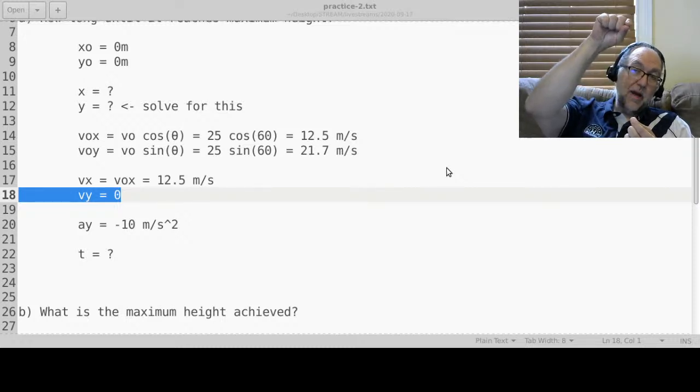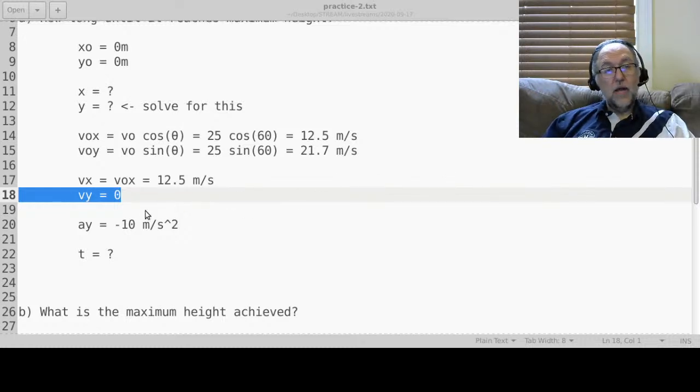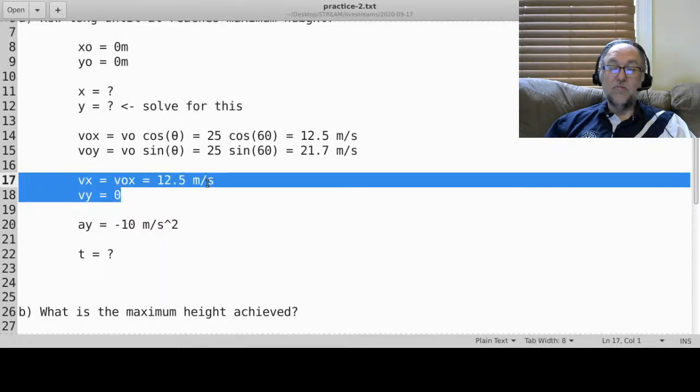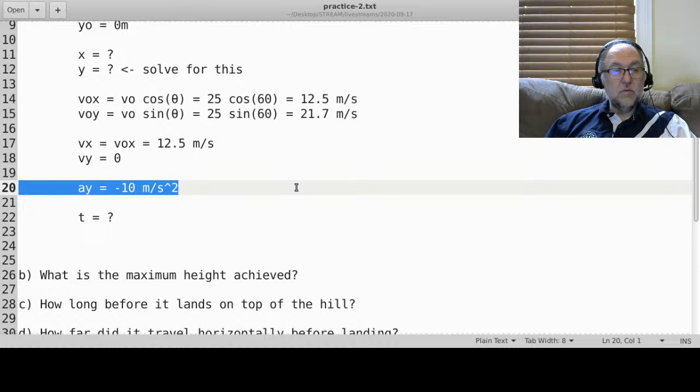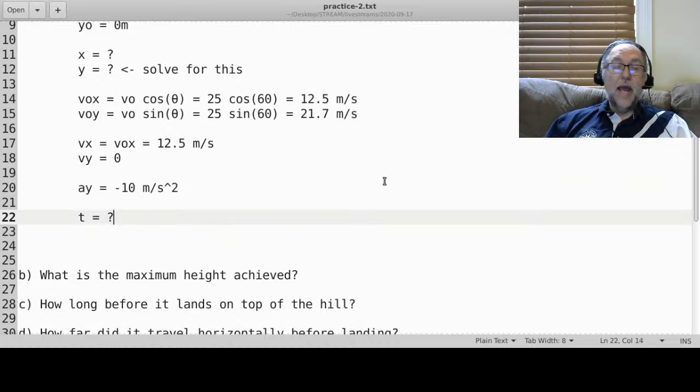When it reaches its maximum height, it stops. And when it stops, that's when Vy is 0, so you get that Vy is equal to 0. Those two together give you your final velocity at the maximum height. The acceleration due to gravity, only a y component, is ay equal to minus 9.8, but we're approximating it as negative 10 meters per second squared. And the time to get the maximum height is unknown.